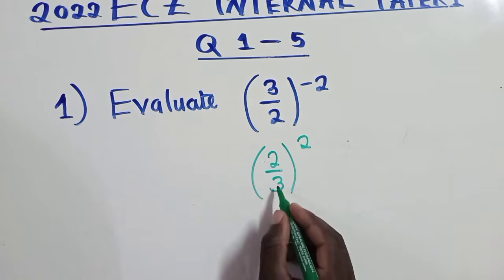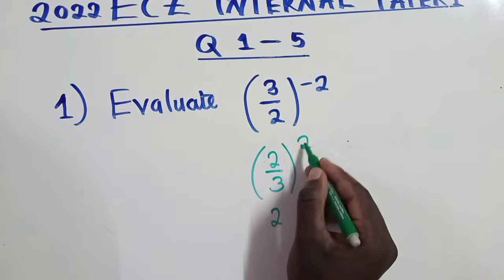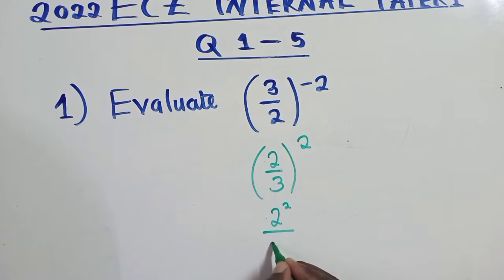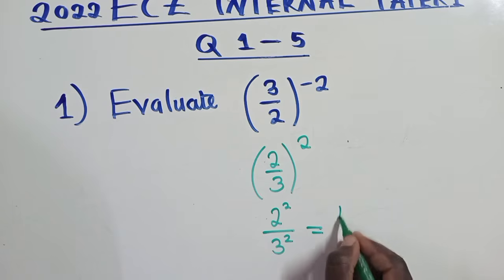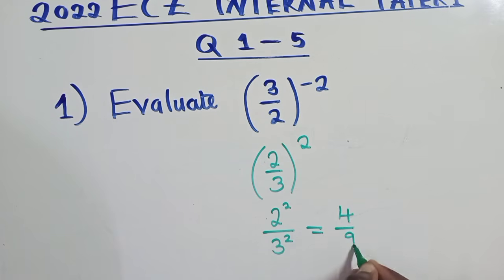The next thing here would just be to distribute this power. So you see the way it looks? So we have 2 to the power 2 and 3 to the power 2, which will definitely give us 4 over 9. And this is our solution.